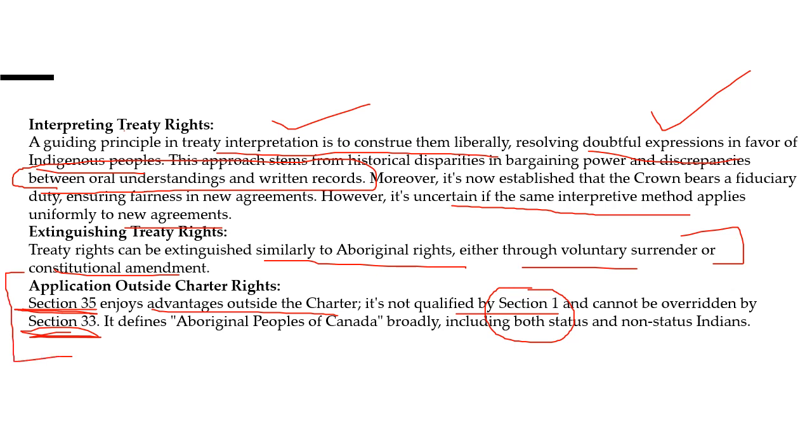Why do we call it unique? Because section 35 was specifically inserted into the Constitution Act to give special protection and affirmation to Aboriginal rights. So these Aboriginal rights are neither subject to the section 1 Oakes test nor can they be overridden by section 33. So these hold a unique status. It defined Aboriginal people of Canada broadly, including status and non-status Indians.